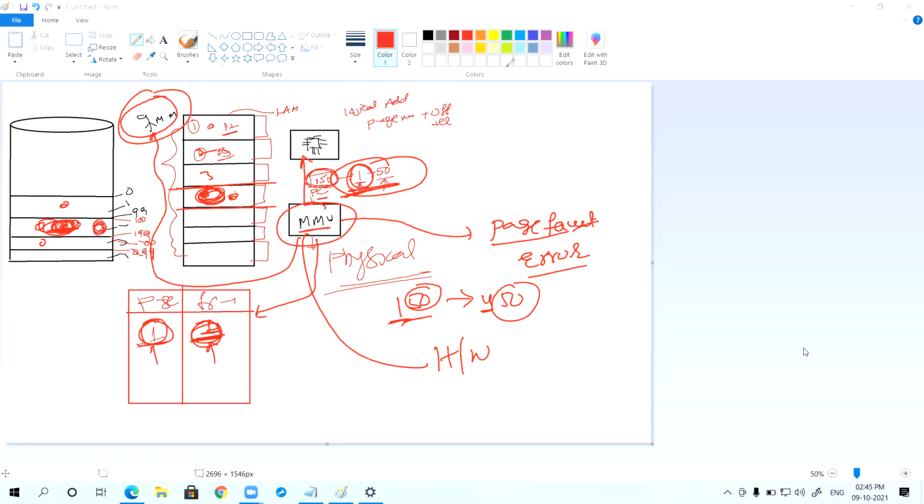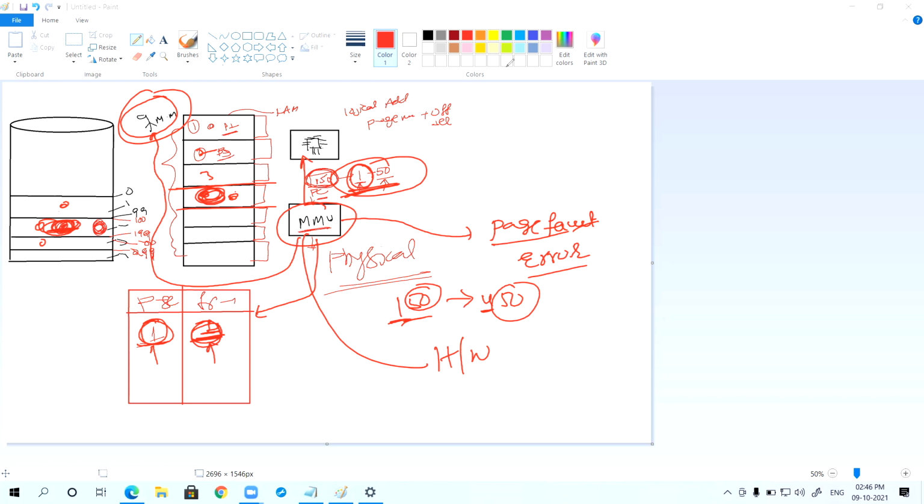Is that scenario clear? The conclusion of the entire process is, will you agree, that physically the RAM size is not increased? Yes or no? Please try to respond. Physically the RAM size is not increased, but virtually it is increased. And the entire process is not going to the RAM at a time.